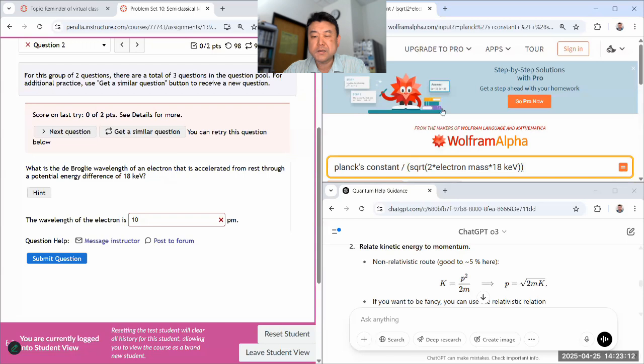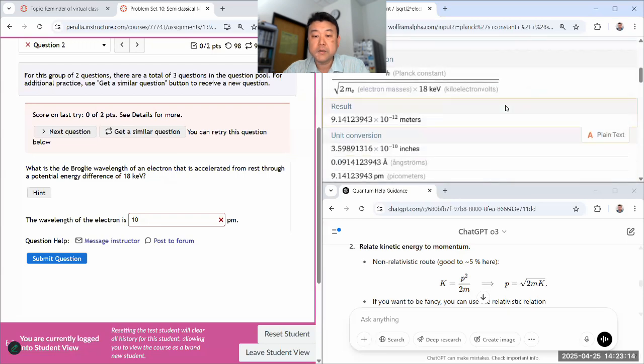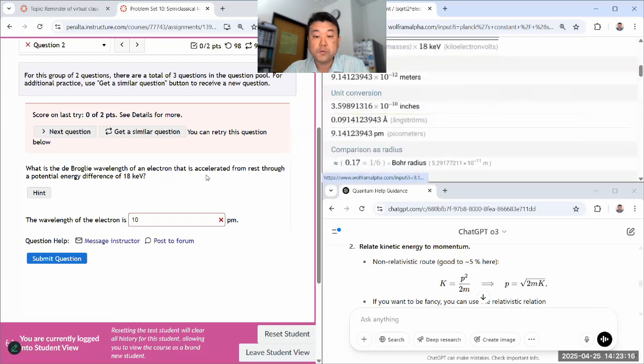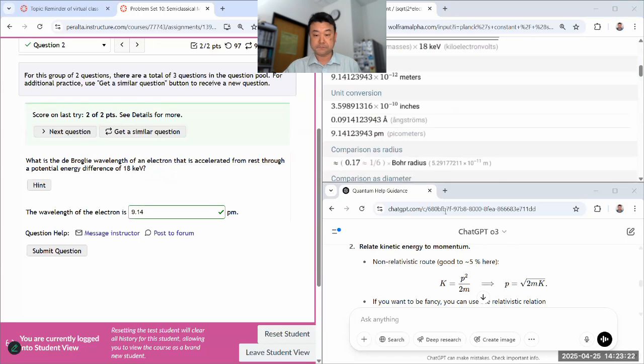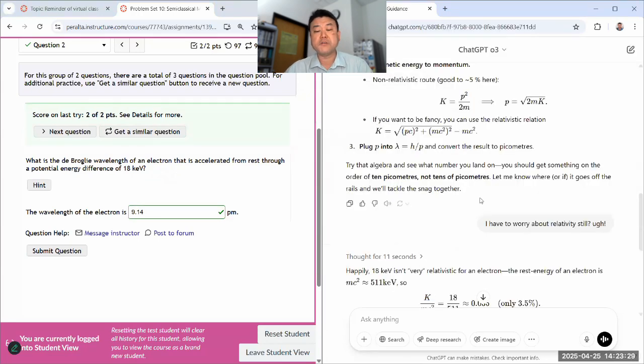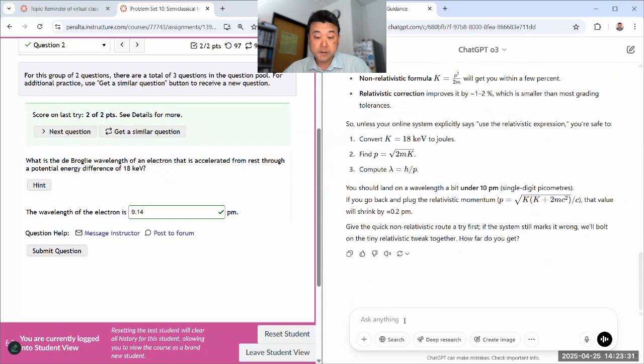So that should be in meters, yeah. So 9.14 picometers. Let's hope that's within 1%. If it's not, it wouldn't have been graded as correct. It graded it as correct, so it must be within 1%.